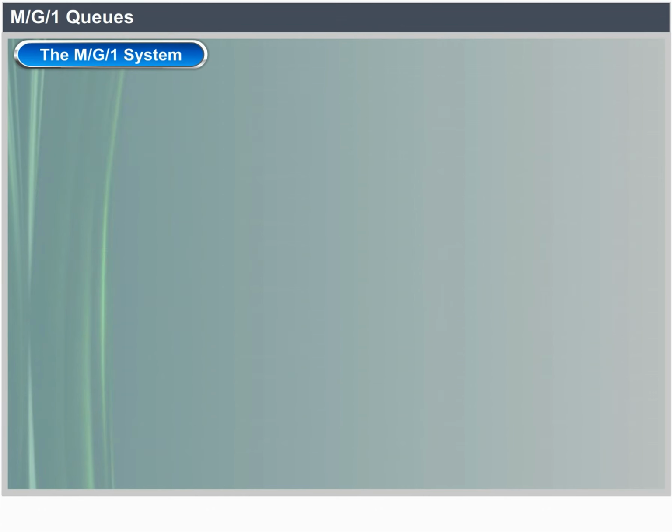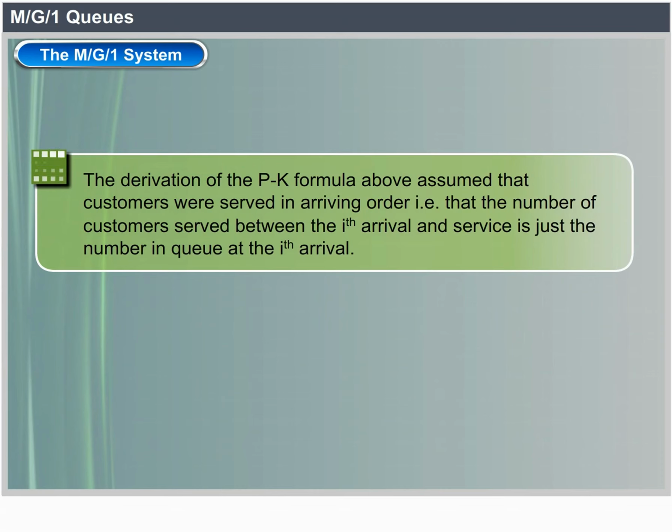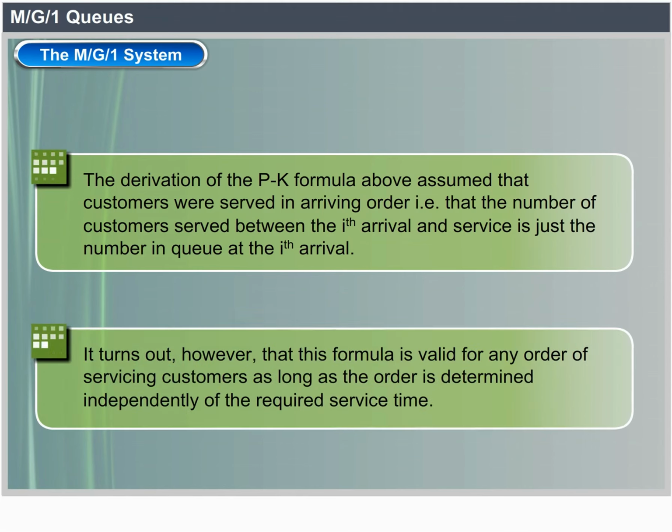The derivation of the PK formula above assumed that customers were served in order of arrival, that is, that the number of customers served between the ith arrival and service is just the number in the queue at the ith arrival. It turns out, however, that this formula is valid for any order of servicing customers as long as the order is determined independently of the required service time.